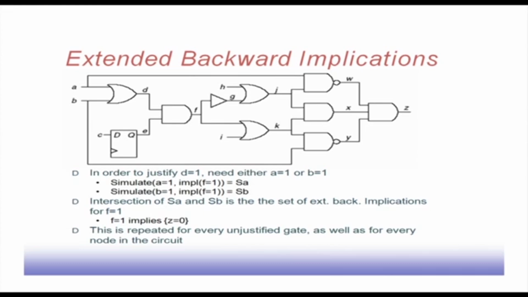So, if we do that, then we get a fair idea about what is going to happen at various signal nodes in the circuit when we are putting a particular line to a particular value. That is, this whole thing has happened when we are trying to push f equal to 1. So, what is the implication of f equal to 1? By doing this process we can figure it out.